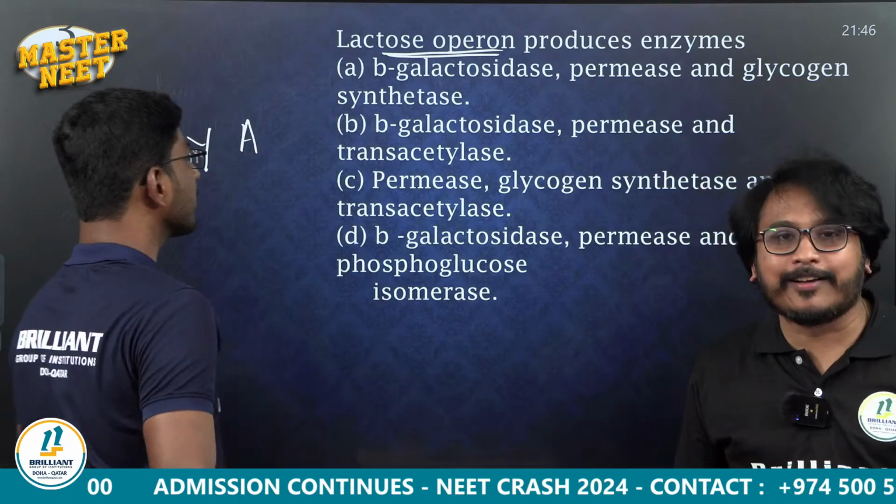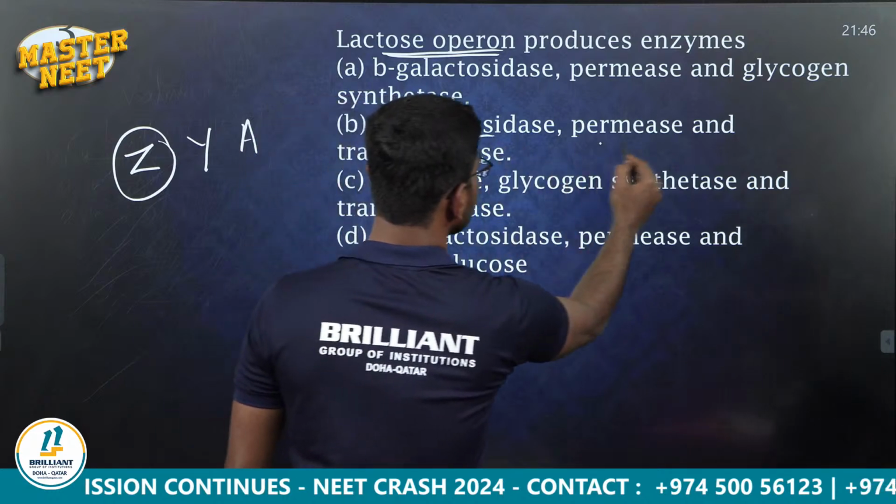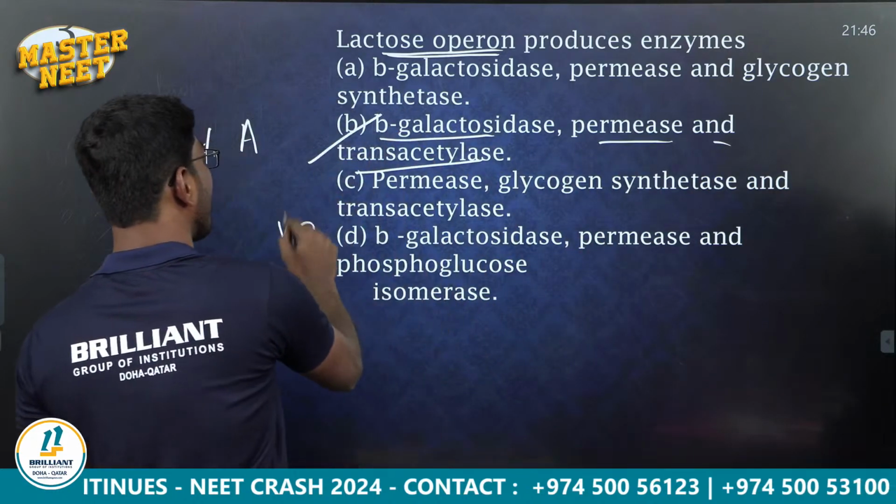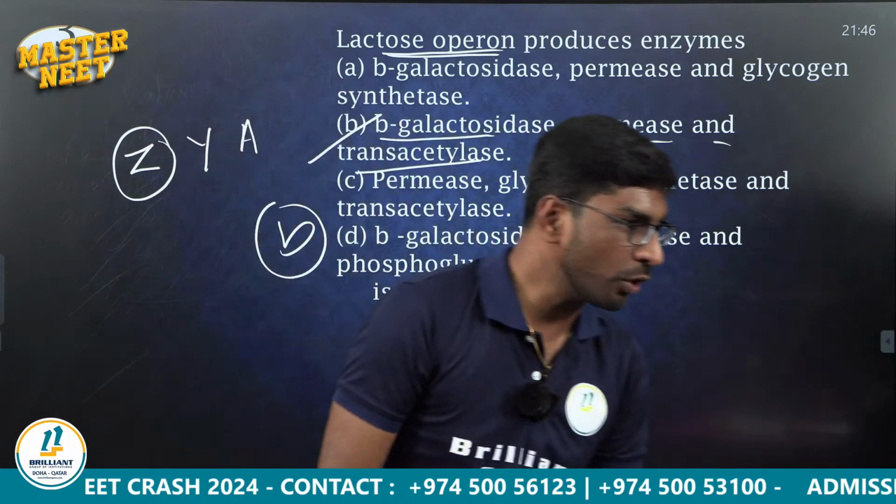It's the beta-galactosidase enzyme. Next, the permease enzyme, and also transacetylase. Am I clear? Done. The order is correct.